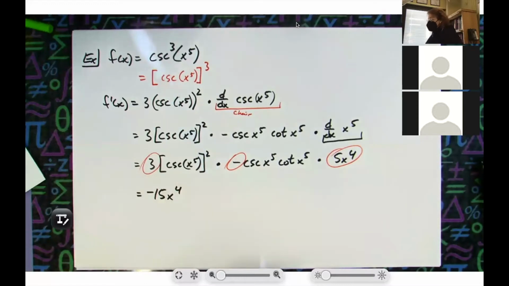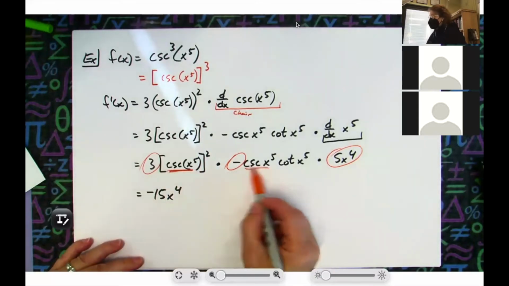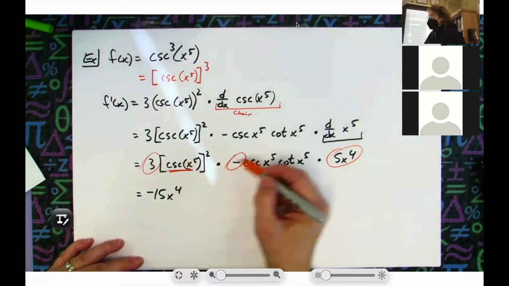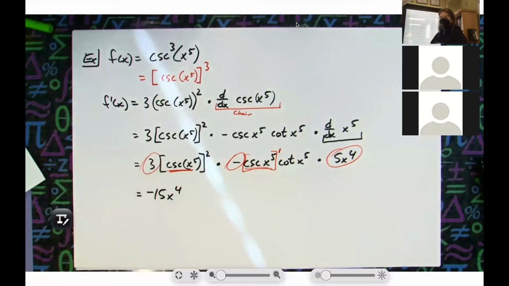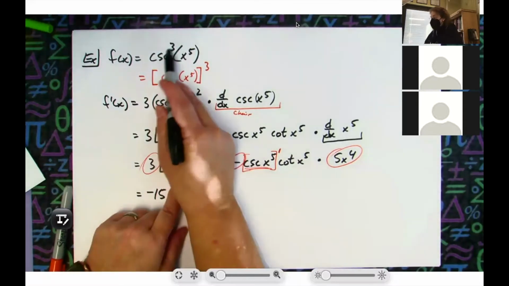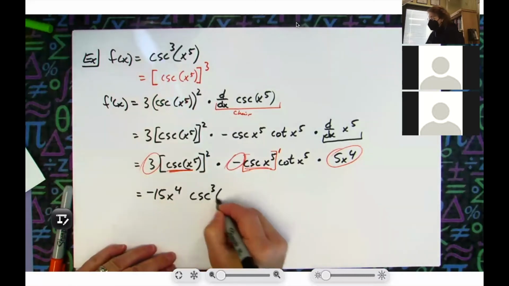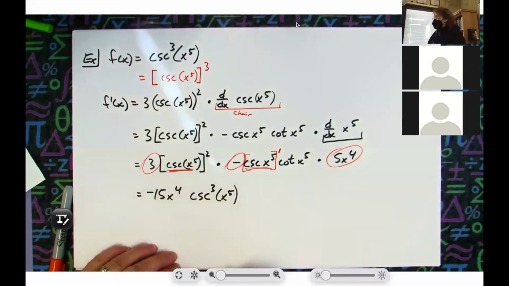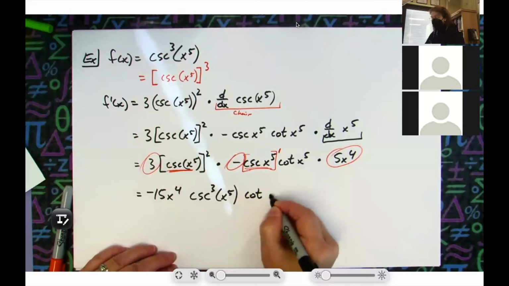All right, now, do I have some like terms on my trig functions? Yeah. Cosecant x to the fifth, cosecant x to the fifth. All right, well, there's 2 of them here. Technically, there's 1 of them there. So how many do I have total? 3 of them. And then let's go ahead and put it back on the inside like that notation. So cosecant to the third x to the fifth, and then that leaves the cotangent x to the 5th.